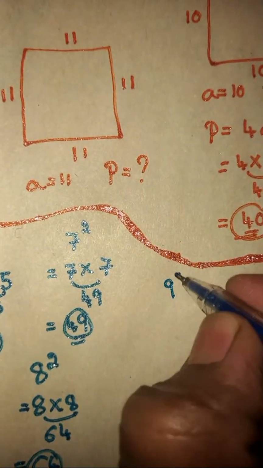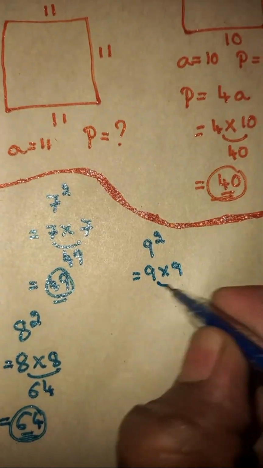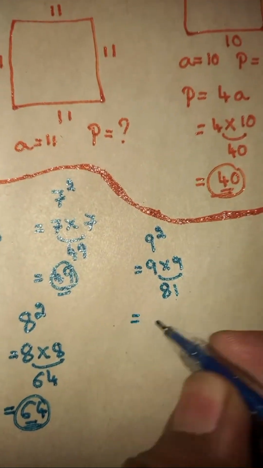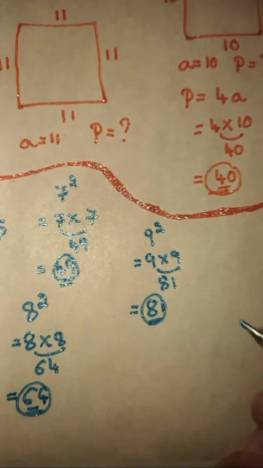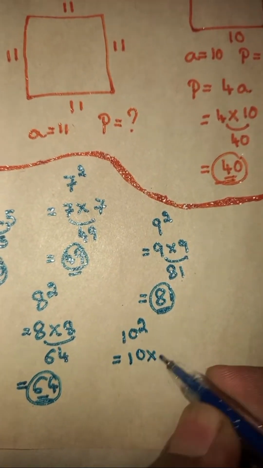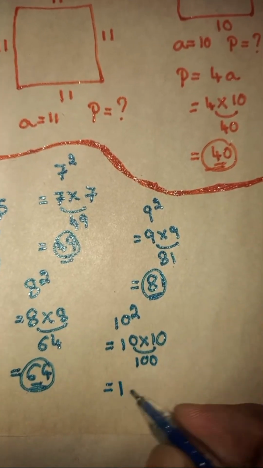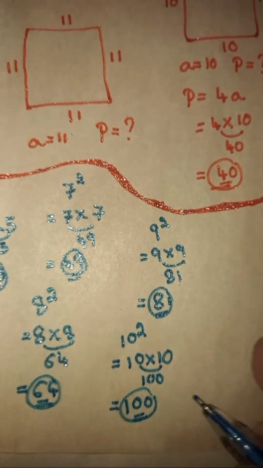Let's write what is 9 square. 9 square can be written as 9 times of 9, which is 81. So 9 square is 81. 10 square is equal to 10 times of 10. 10 times of 10 is 100. So 10 square is 100.